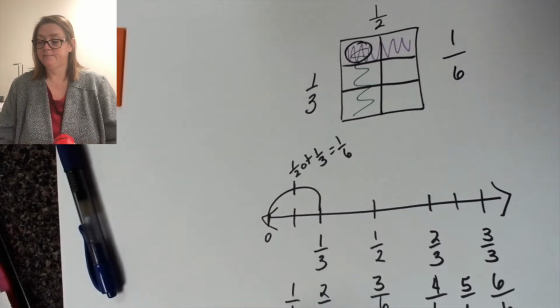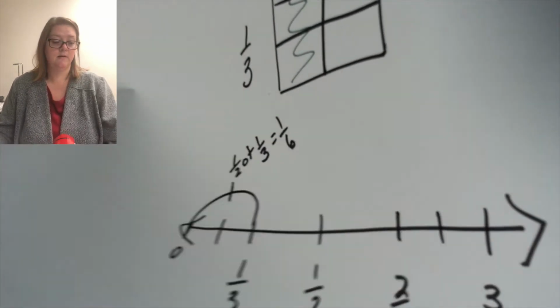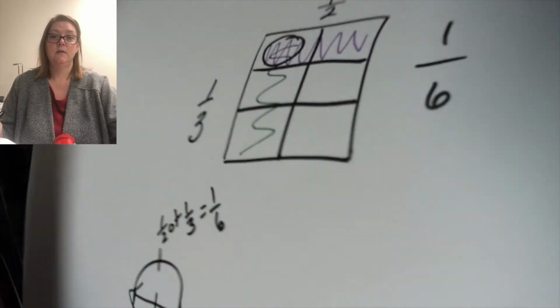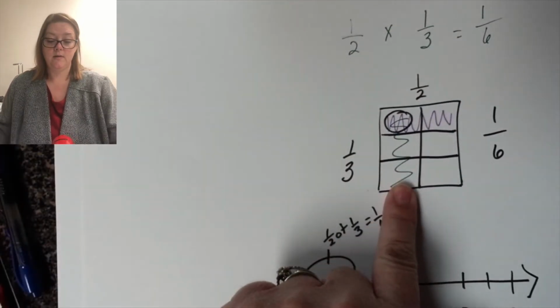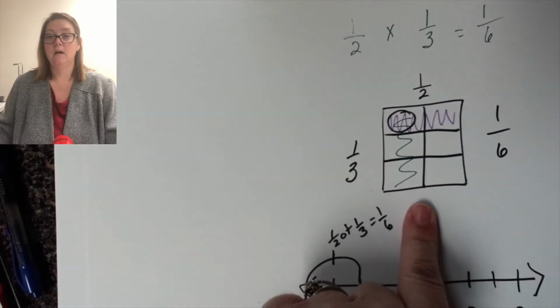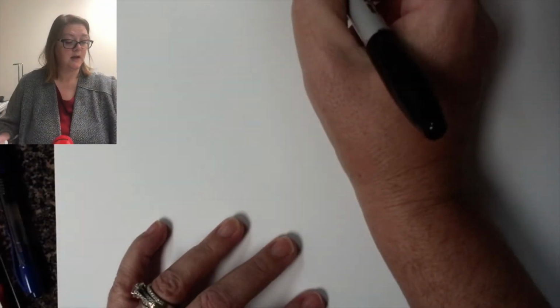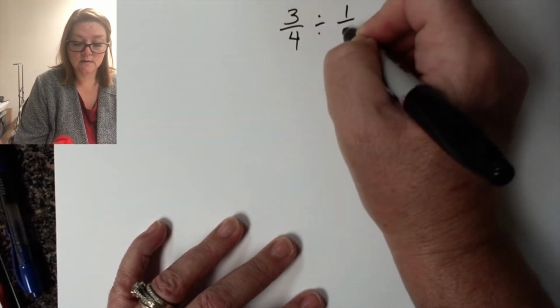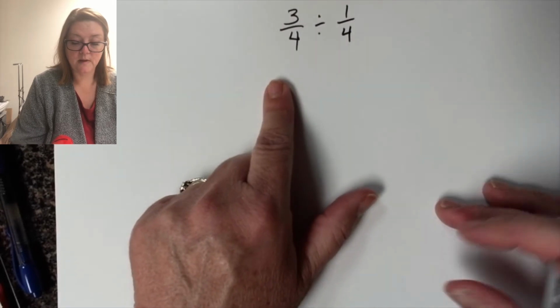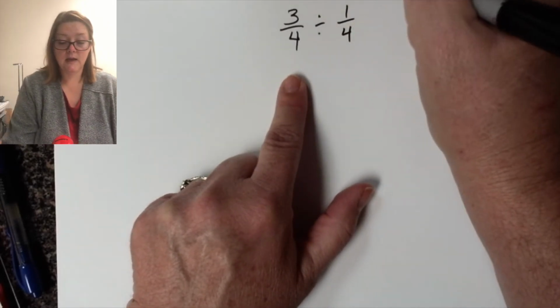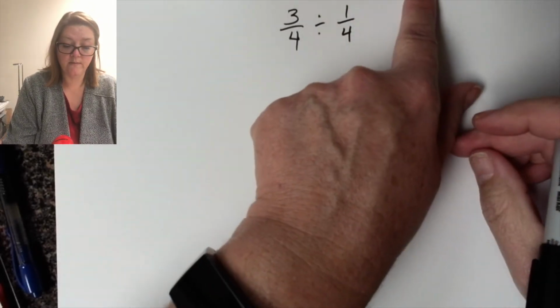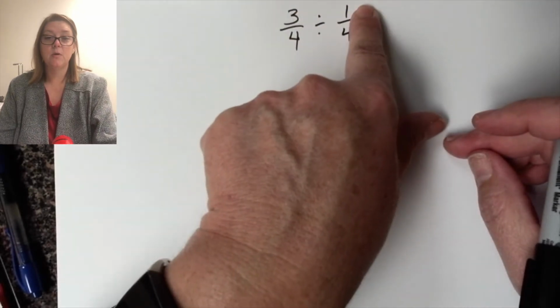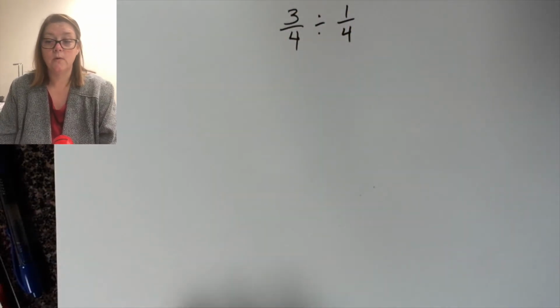Now, let's talk about divide. Because for my students, multiplying when they could do this part was really easy. But with divide, it was really, really hard. So I like to start with things like 3/4 divided by 1/4. Just like in division, 12 divided by 4, it's asking how many groups of 4 do I have in 12.